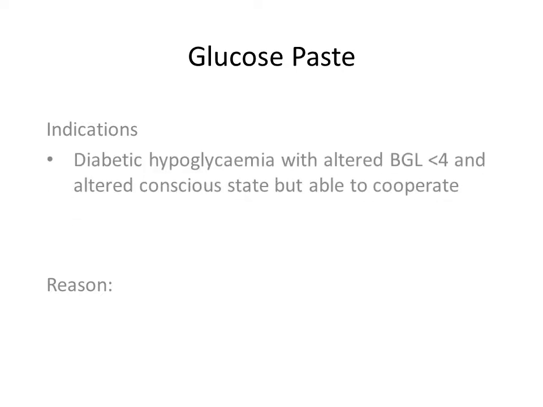Now, going through to the next one, glucose paste. Like I said, you've got your two options, which is glucagon and glucose paste. Glucose paste is specifically for diabetic hypoglycemia, so sugars less than 4 and altered conscious state, but they're able to cooperate. So if your patient's sugars are less than 4, but they're still conscious enough to listen and to follow your commands, you get to go with the glucose paste.